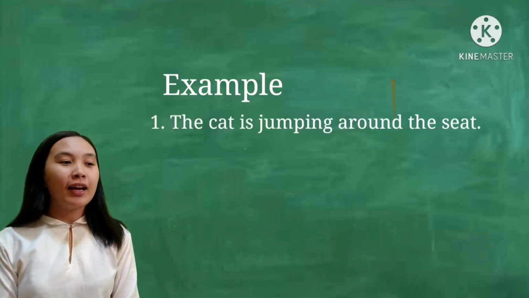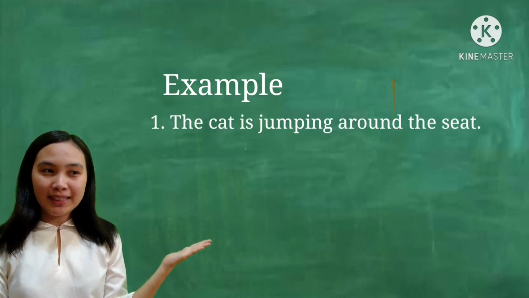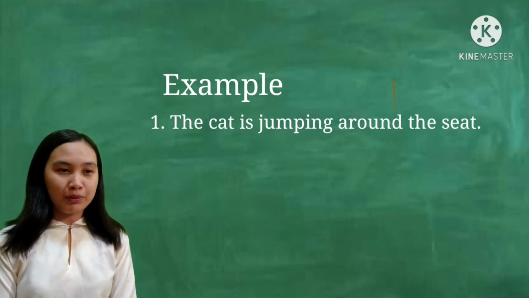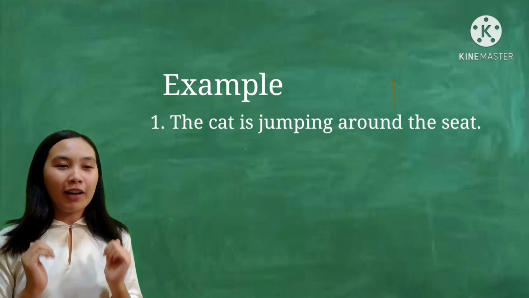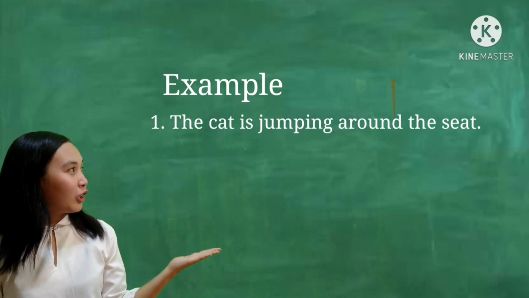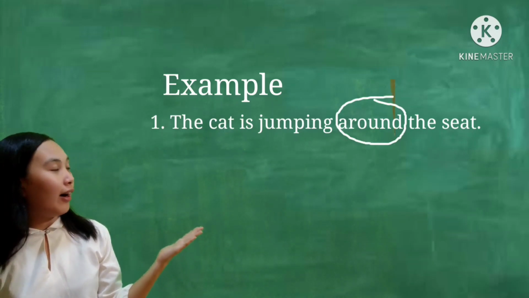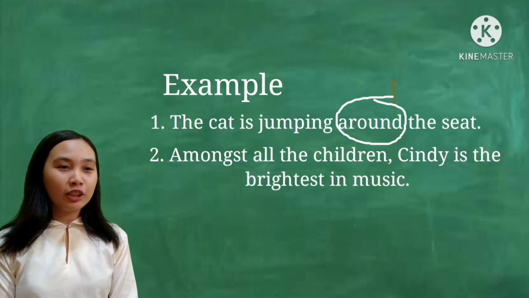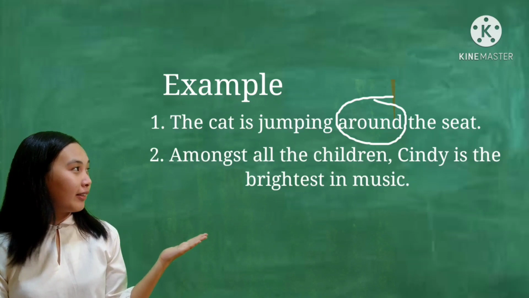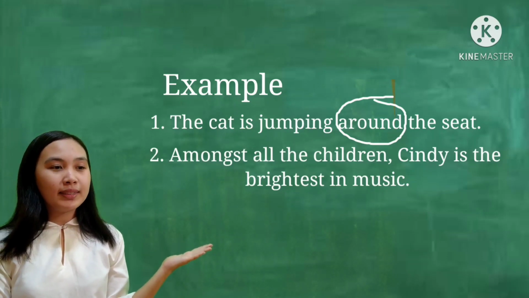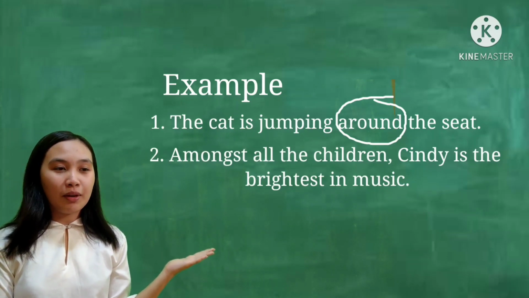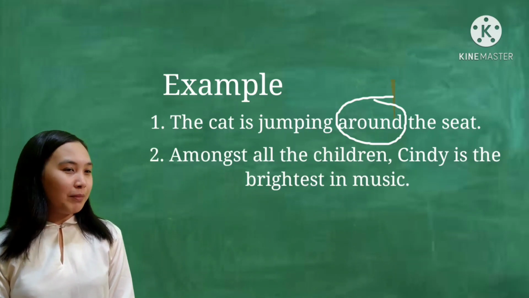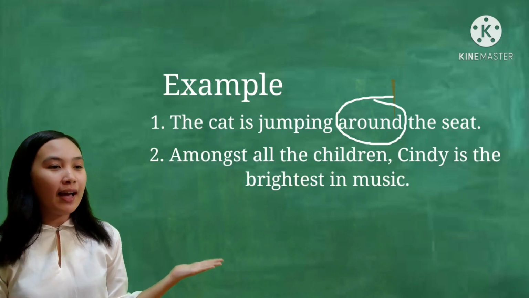Like for example, the cat is jumping around the seat. So in this sample sentence, what is the compound preposition? Okay, that's right. The compound preposition in the sentence is the word around. Second example, amongst all the children, Cindy is the brightest in music. So, in this sample sentence, what is the compound preposition? Very good. The compound preposition in the sentence is the word amongst.